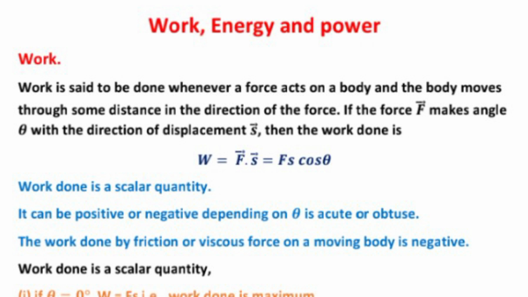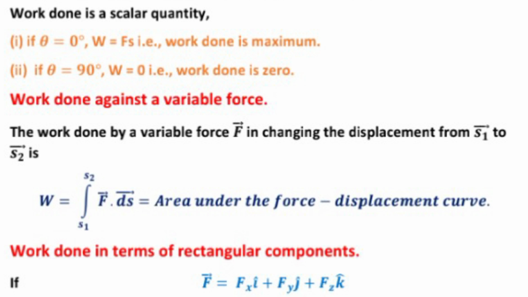The work done by the friction or viscous force on a moving body is negative because the frictional force always opposes the motion of the body. Work done is a scalar quantity. If theta is 0 degrees, then W is Fs, meaning that work done is maximum. If theta is 90 degrees, then work done is 0.